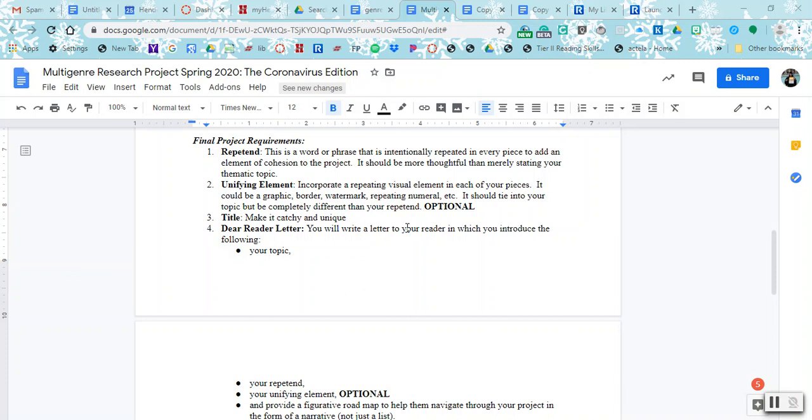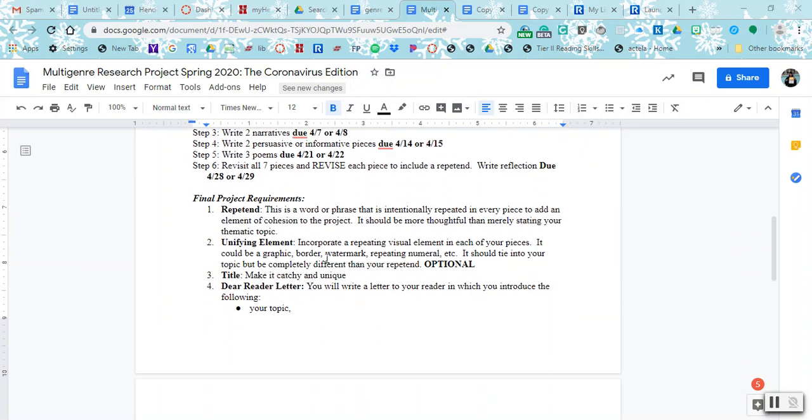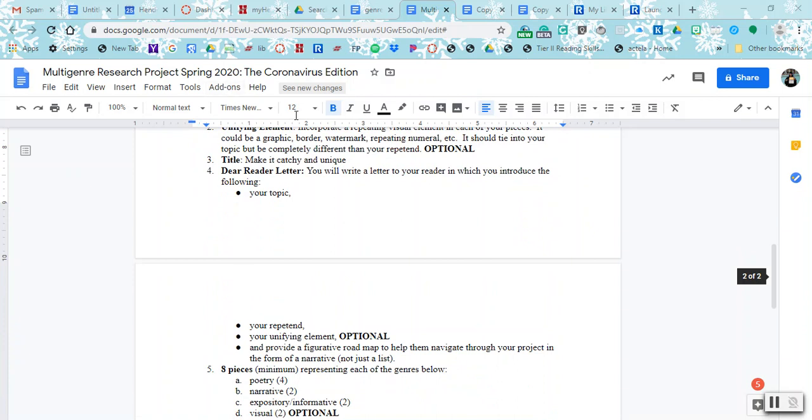Step 3, you need a title and make it catchy and unique. Do not name it My Multi-Genre Research Project. We can do so much better than that. Once you do all this, so you do all the writing, and then you check off all these things, then you're going to write a Dear Reader letter. You need to do that last. The Dear Reader letter will be at the beginning of your project, but you're going to write it last because it's going to serve as an overview of the whole project. And it's so much easier to do that once you have the project written.